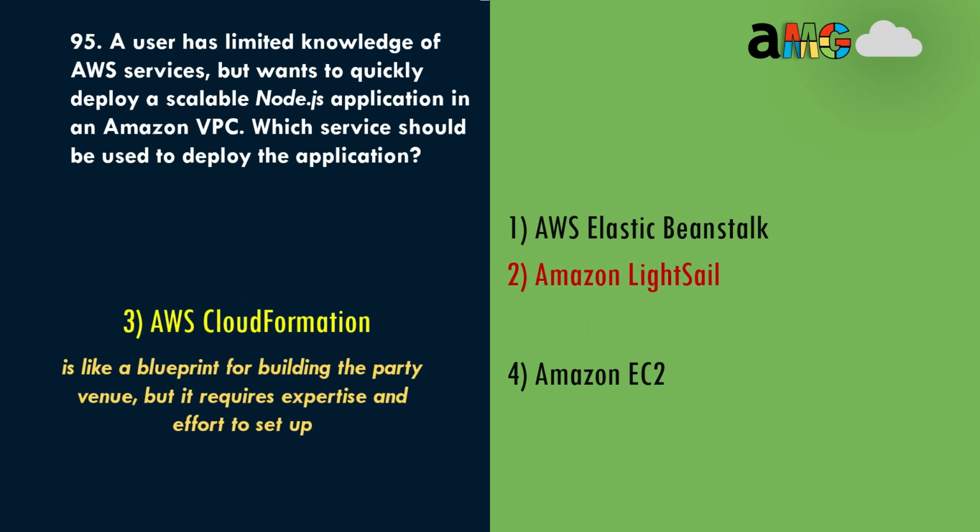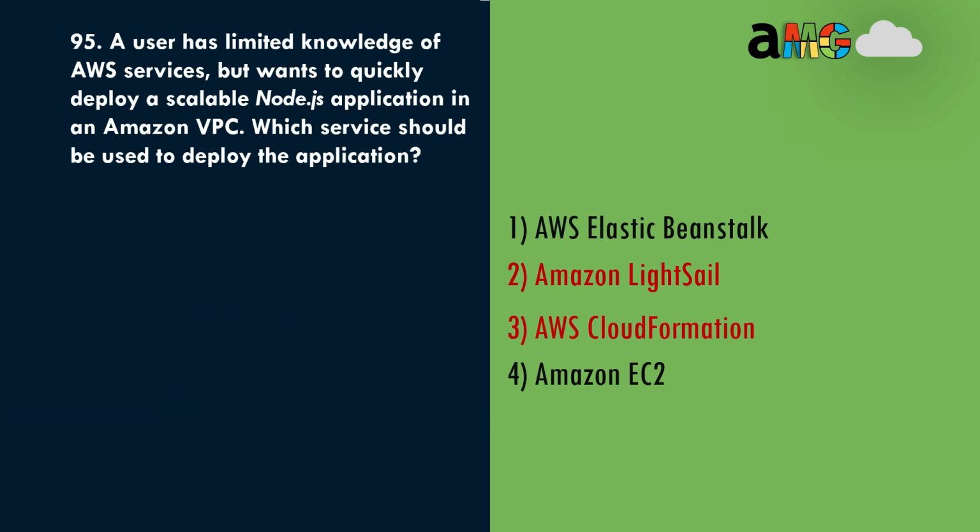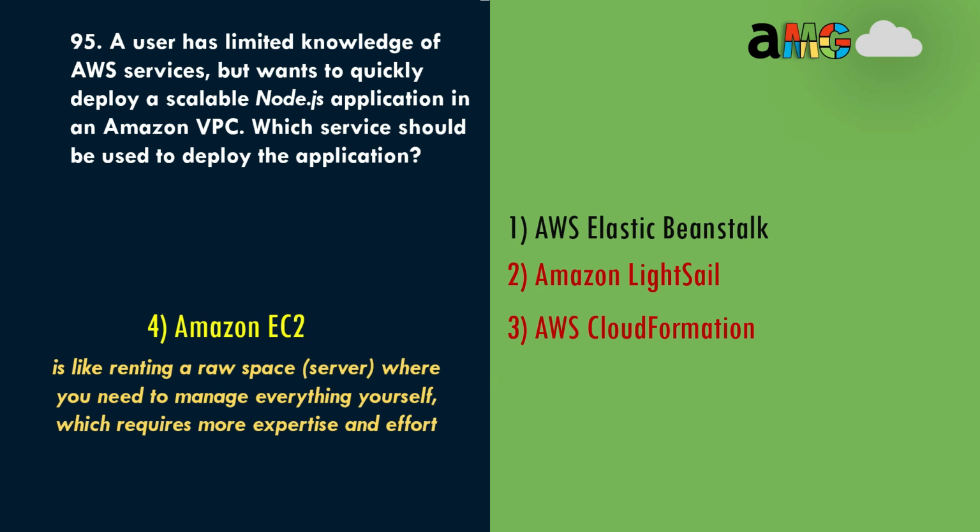Option 3, AWS CloudFormation, is like a blueprint for building the party venue, but it requires expertise and effort to set up. This is not what we want, right? So wrong answer. Option 4, Amazon EC2, is like renting a raw space where you need to manage everything yourself, which requires more expertise and effort. So this is also not what we want.